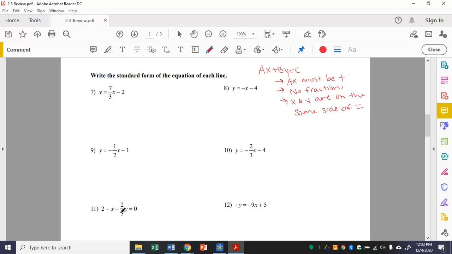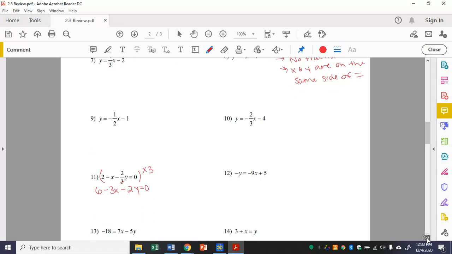So if I look down at number 11, the first thing I notice is that I have a fraction. Anytime I'm trying to cancel out a fraction, I'm going to take this entire equation and multiply it by whatever the denominator is. So I'm multiplying this entire equation by 3. When I do that, I get 6 minus 3x minus 2y, that 3 cancels out, equals 0. Okay, so I can keep solving.